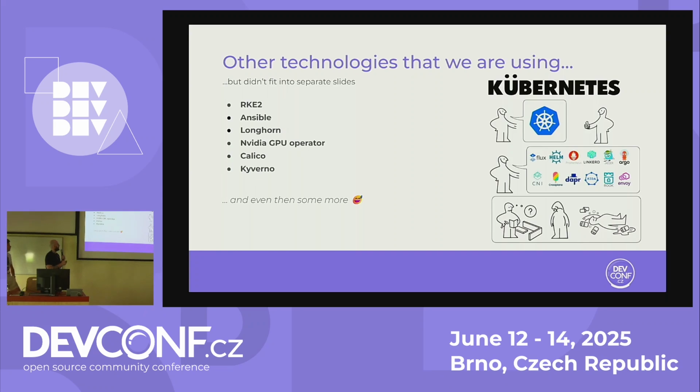We are also using the NVIDIA GPU operator to schedule the GPUs as native Kubernetes resources. It manages drivers, CUDA versions, etc. Calico as network interface, and Kyverno as the policy engine to mutate and distribute some config maps and secrets to these researchers, so they don't have to set up their environments manually. And even then, there are many more technologies that are either not that interesting or I wouldn't be able to fit into the time frame.